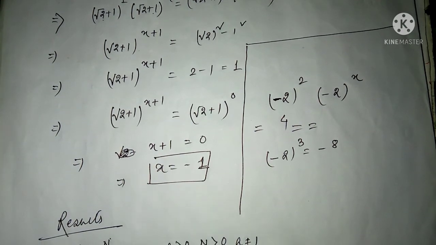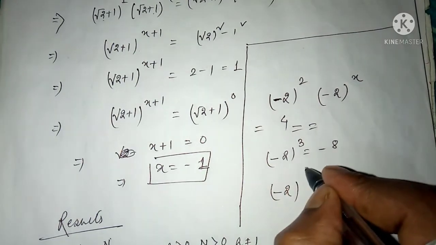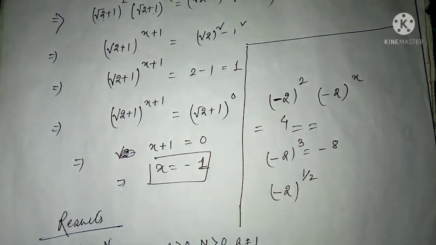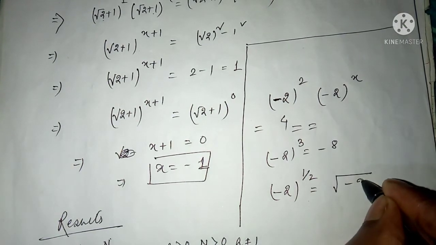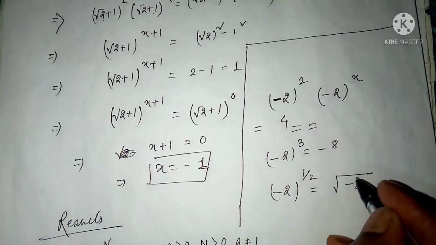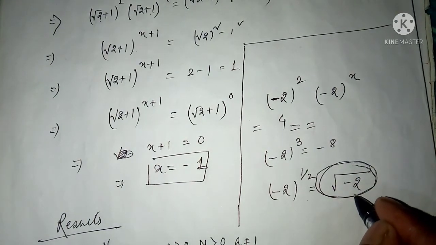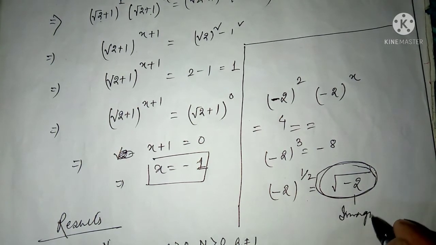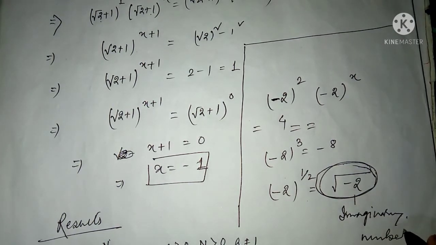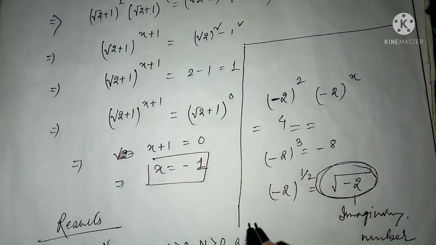Now say for example you ask me to write minus 2 and I am assuming x is a half. Then what will happen? You see here, this half means what? Root over minus 2. Now you should know this root. If any number inside the root is in negative form, then this is not a real number. This is called your imaginary number. So that's why we are saying this.